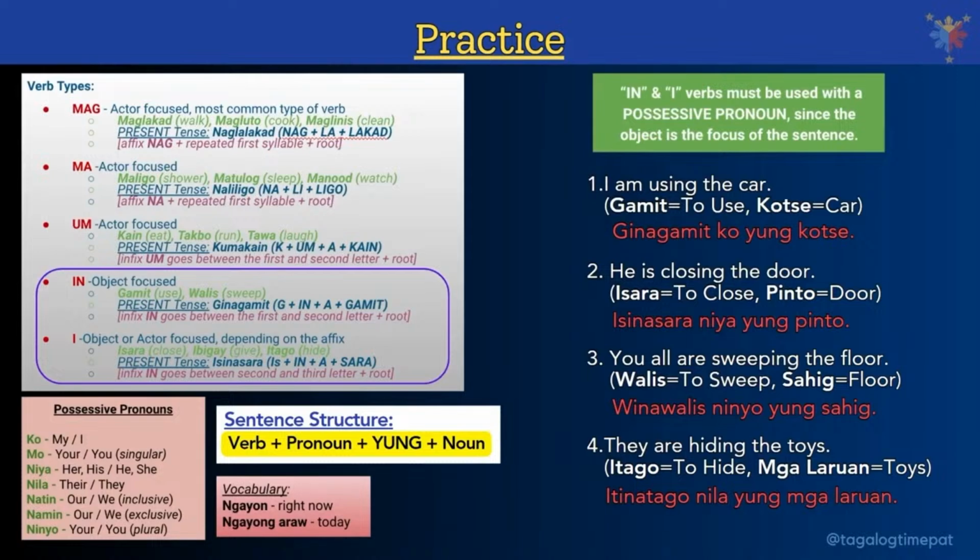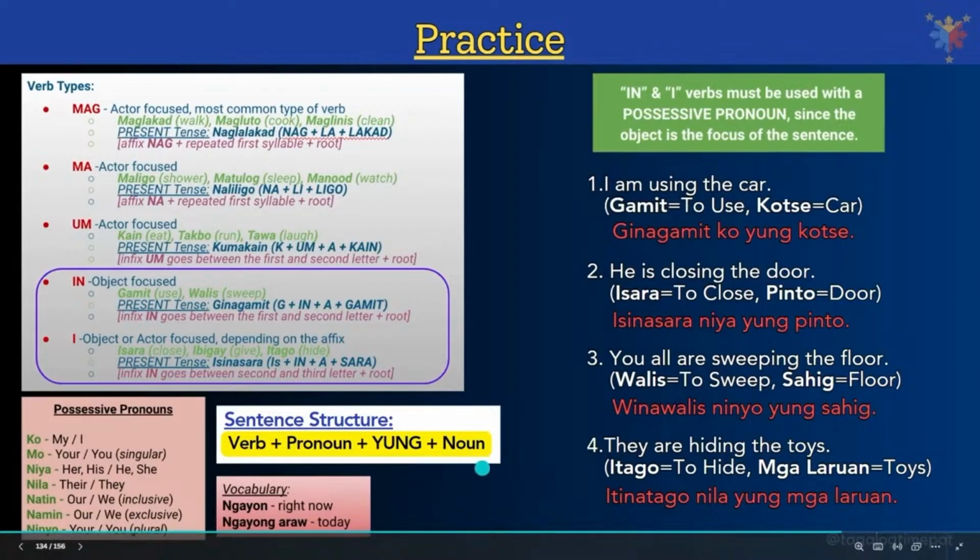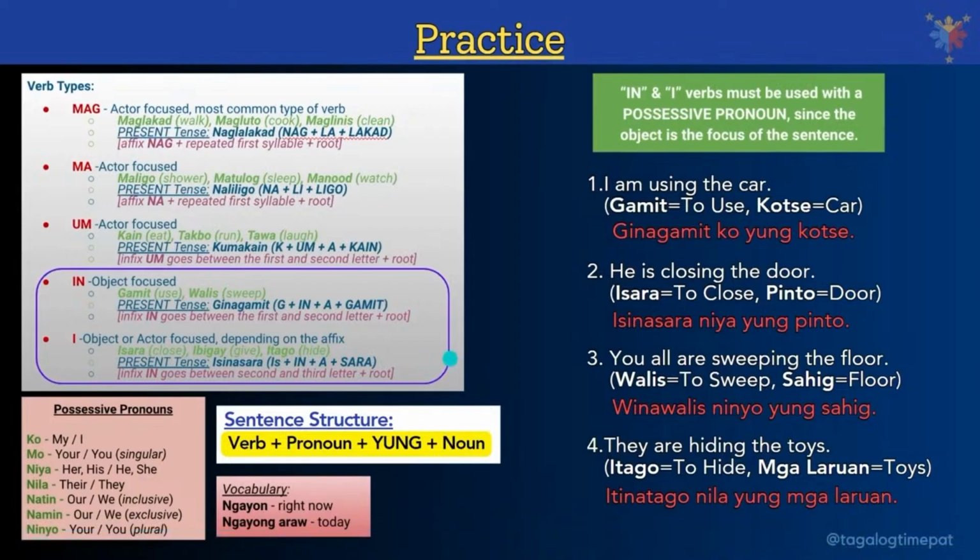So it really is just a matter of plugging everything into the sentence structure and then using the patterns that we learned for these different verbs. And the trickiest part really is trying to remember that for actor-focused verbs like mag and um verbs, you can use subject pronouns. But then for in and e verbs, you have to use possessive pronouns. And again, it's because it's almost like you or the subject are in possession of that object.